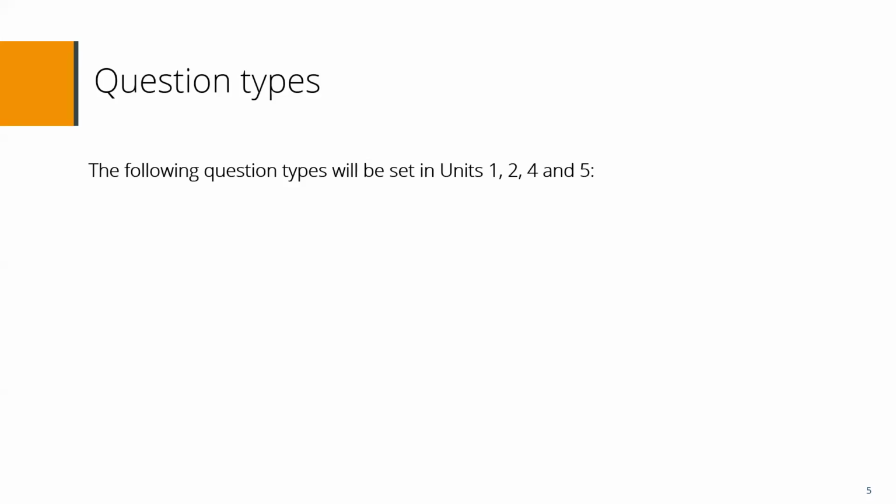The following question types will be set in units 1, 2, 4, and 5. These are the theory papers. Units 1 and 2 are the theory papers of AS, and 4 and 5 are the theory papers of A2. There will be multiple choice questions with 4 alternative answers labelled A, B, C, and D. There will be 20 multiple choice questions in each of those papers, and they will be at the very, very beginning of the paper, and will be consecutive.